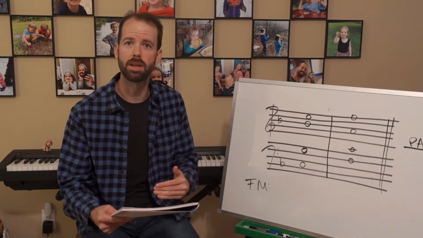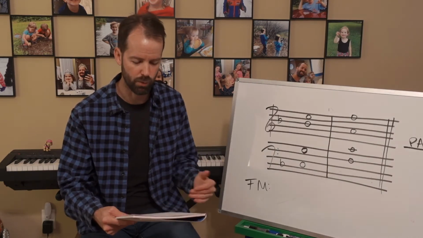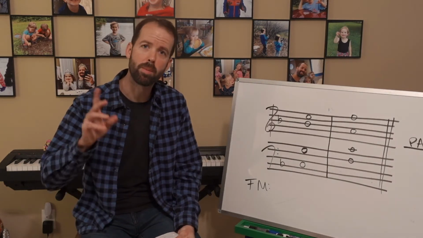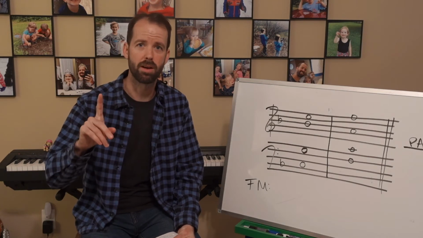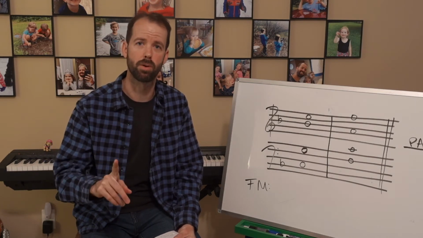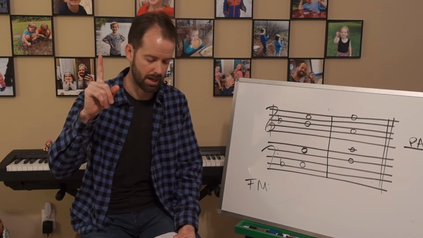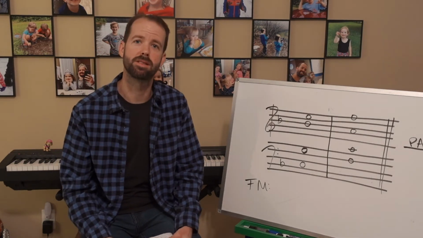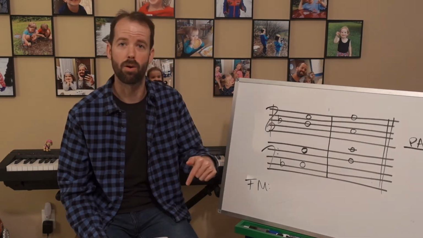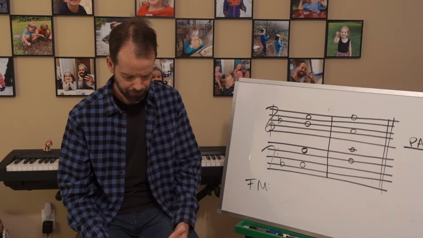So just following the Barron's book here, rule number 1, remember about the stems. The soprano and the tenor stems are going to go up off of the note head, and the alto and the bass stems are going to go down off the note head, always.